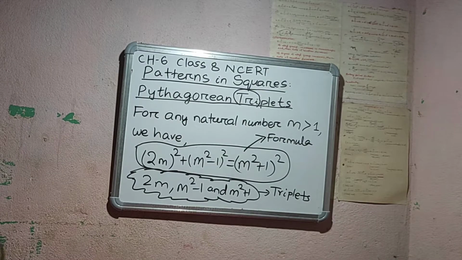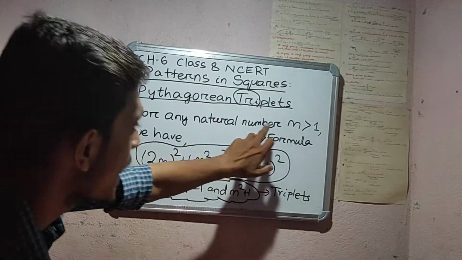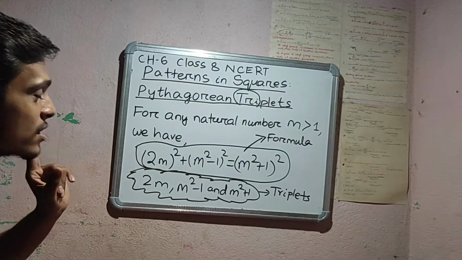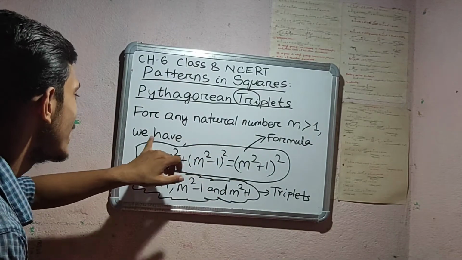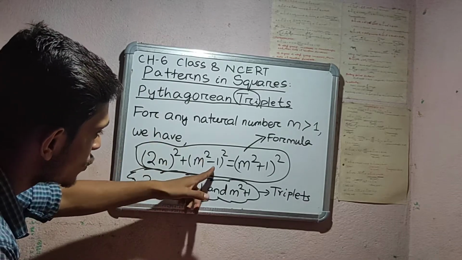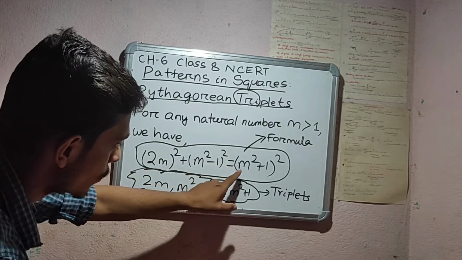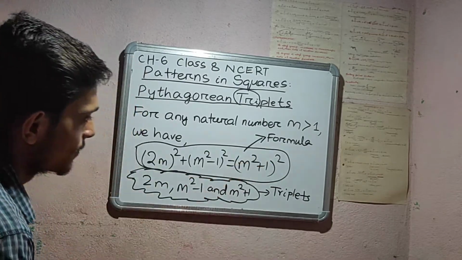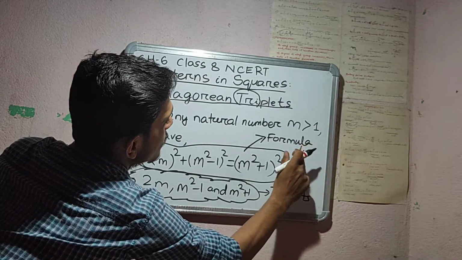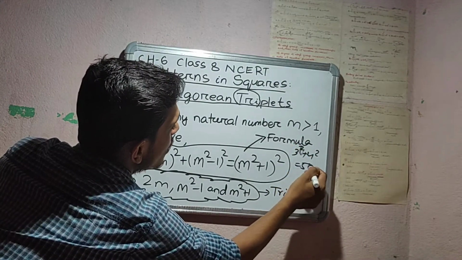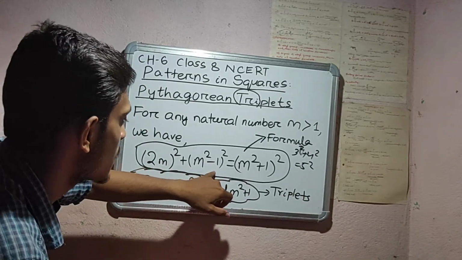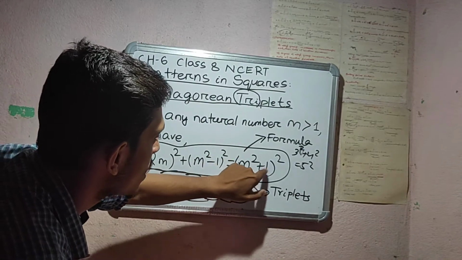This is the formula: for any natural number m, where m must be greater than 1, this is the condition, (2m) squared plus (m squared minus 1) whole squared is equal to (m squared plus 1) whole squared. Like the previous one, 3 squared plus 4 squared gives 5 squared.